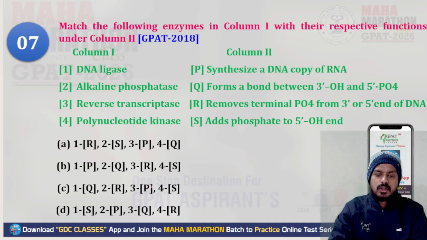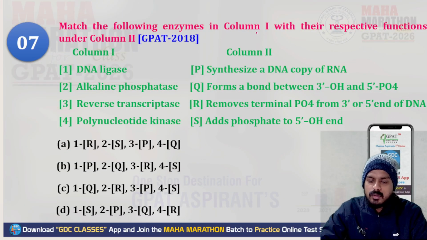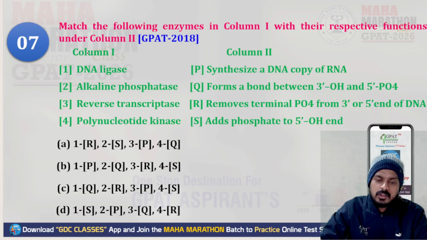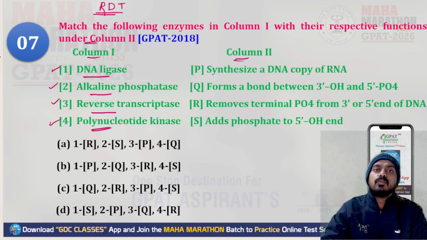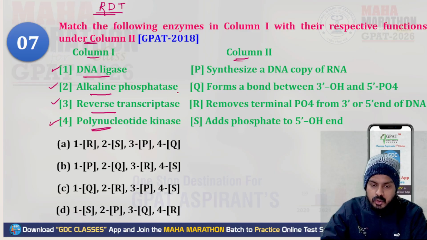Okay, next question. Match the following enzymes of column 1 with their respective functions in column 2. This question is associated with biotechnology, recombinant DNA technology. So you have enzymes and you have to match with the second column: DNA ligase, alkaline phosphatase, reverse transcriptase, and polynucleotide kinase. So alkaline phosphatase: phosphatase's work is removal of the phosphate group. That is 2R.